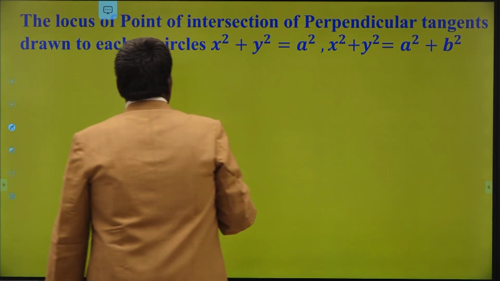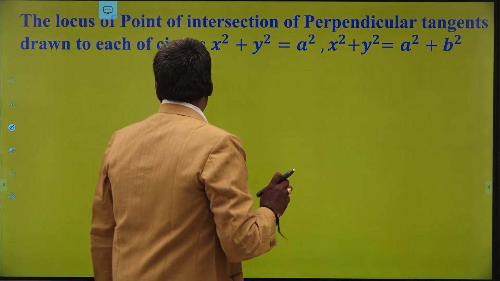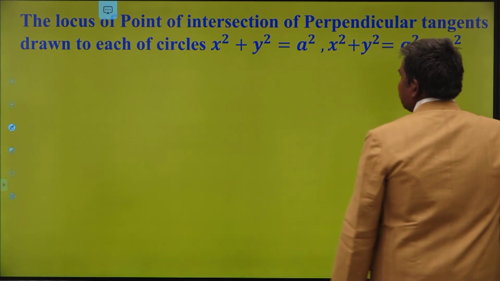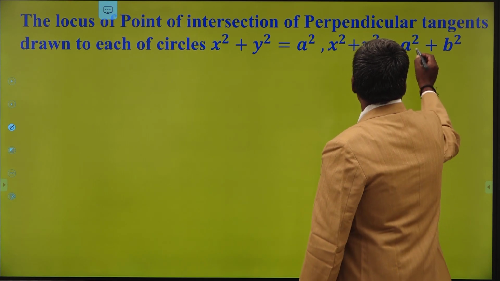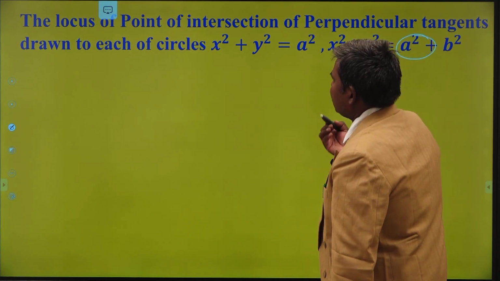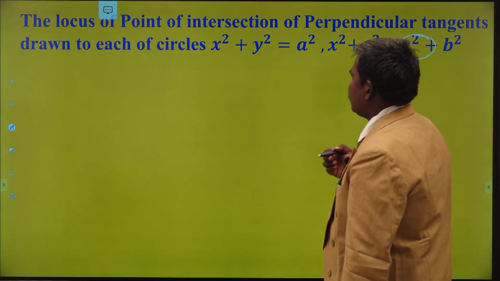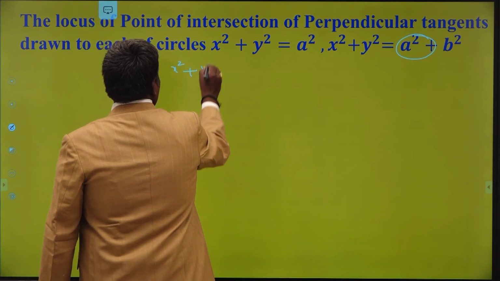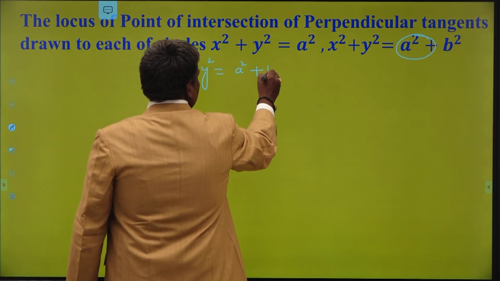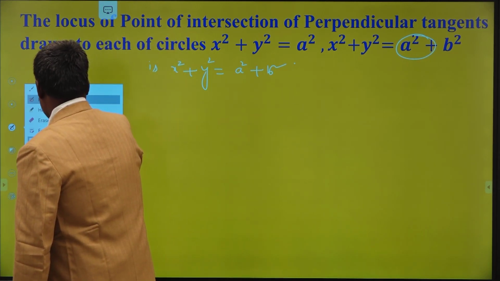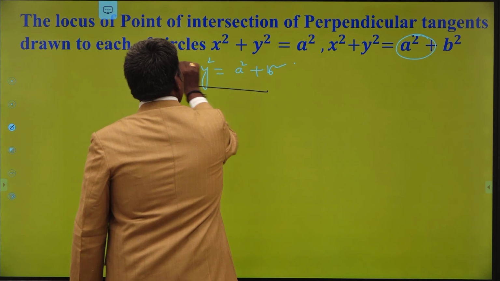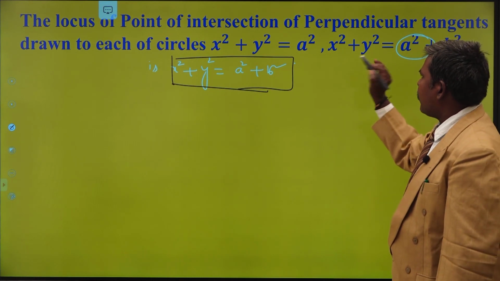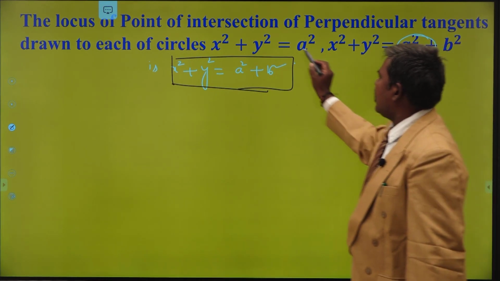See this one: the locus of point of intersection of perpendicular tangents drawn to each of the circles x square plus y square equals a square and x square plus y square equals b square is what? You have to show that this is the required locus: x square plus y square is equal to a square plus b square. The locus of point of intersection of perpendicular tangents drawn to each of these two circles.